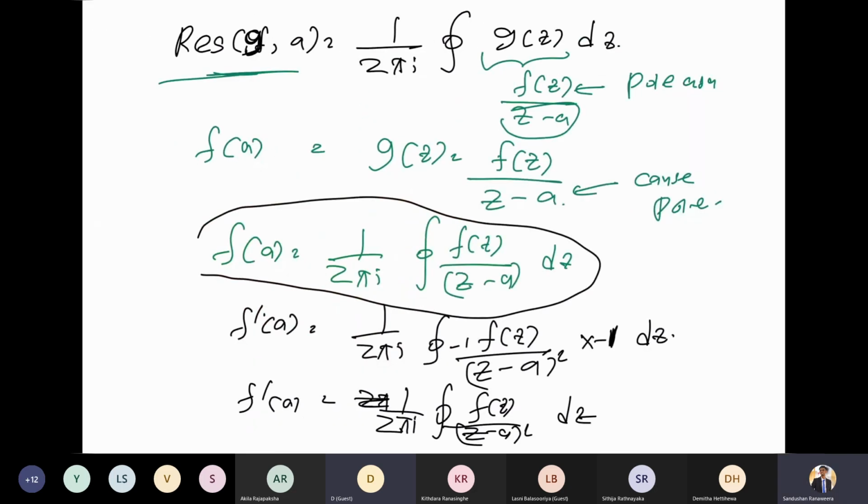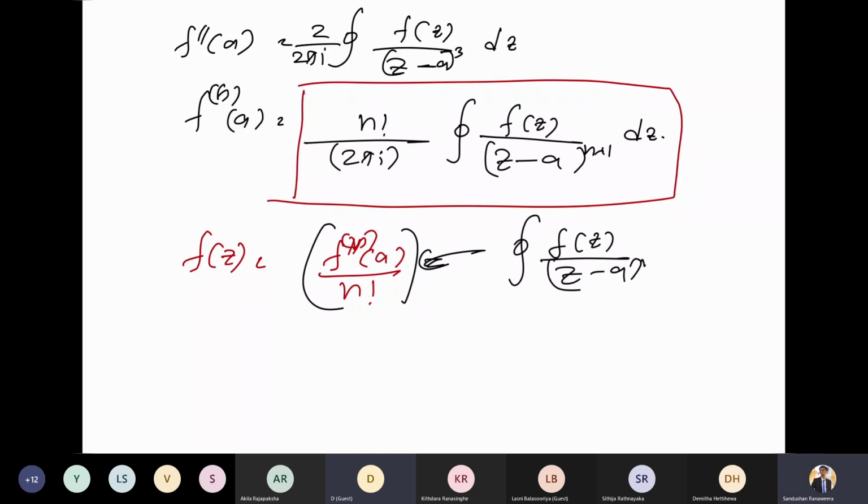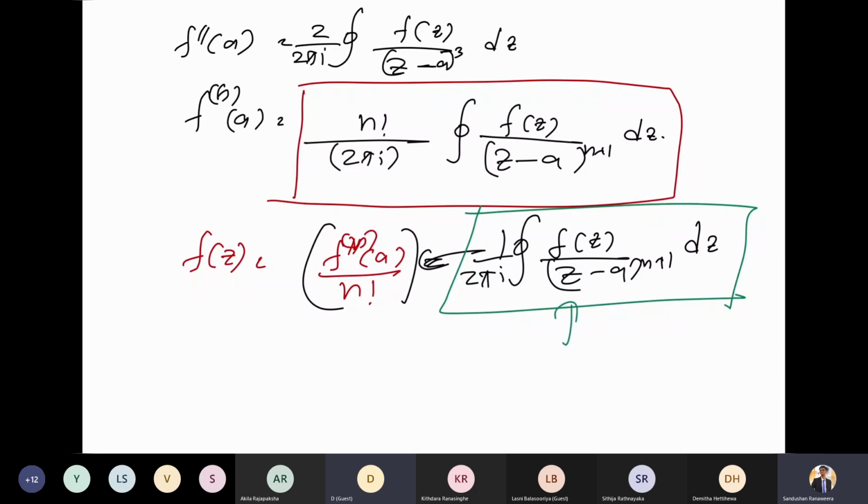Because this is 1, and if it is f double dash it is 2, and if you get 3, it will multiply by 3 and it is 3 factorial. So it will be n factorial. If you evaluate this part, because it is in terms of the Taylor series, you will end up with f(z) divided by z minus a to the n plus 1, dz, and this is 2πi. This is the magic formula which is given to you in your handout when they define the Laurent series. Remember that this is actually the coefficient of the term z minus a to the power n in your Taylor series.